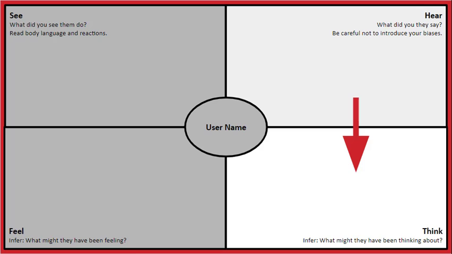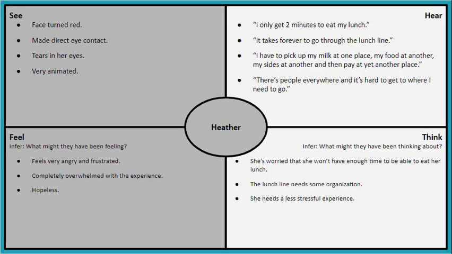From the here quadrant, we can infer about the things that she might have been thinking about while she was responding during the interview. So when she said, "I only get 2 minutes to eat my lunch, and it takes forever to go through the lunch line," we are inferring that she might be worried that she doesn't have enough time to be able to eat her lunch. Her other 2 statements, "I have to pick up my milk at one place, my food at another, my sides at another, and then pay yet another place," or "there's people everywhere and it's hard to get where I need to go," help us infer that the lunch line needs some organization. And overall, she needs a less stressful experience.